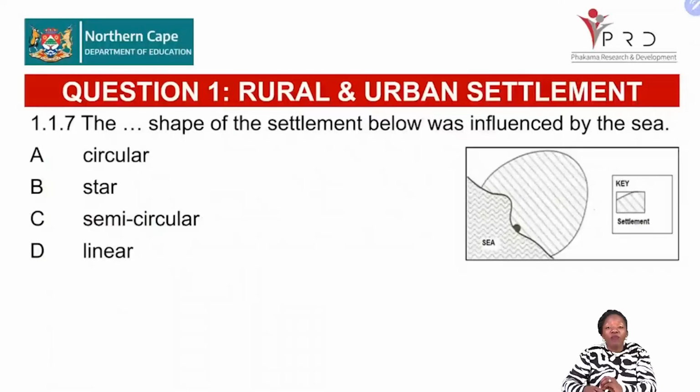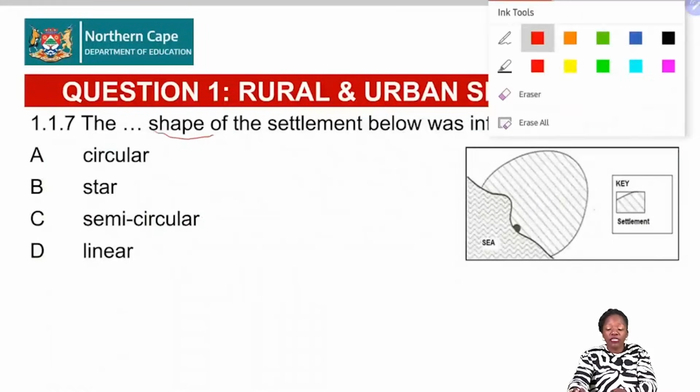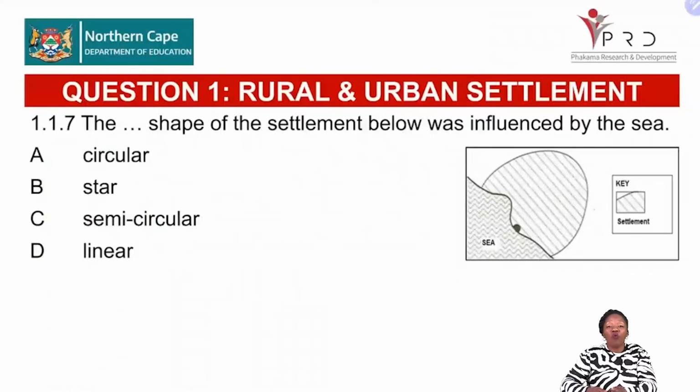Then your 1.1.7, the shape, we are looking at the shape now. Remember, we've said there are types of shapes and there are types of pattern. So you should pay attention. The question is saying the shape of the settlement below was influenced by the sea. As you can see, there is a sea and then there is the shape of the settlement. Is it a circular? Is it a star? Is it a semicircular? Or is it a linear? So remember, we are looking at the shape of the settlement. So 1 minute, and then after 1 minute, we move to the solution.